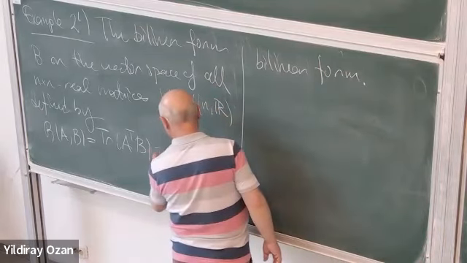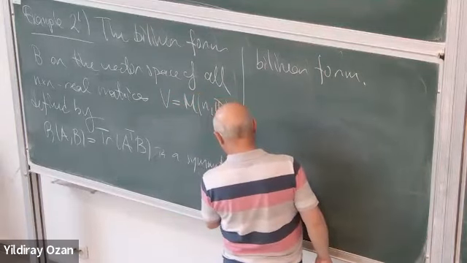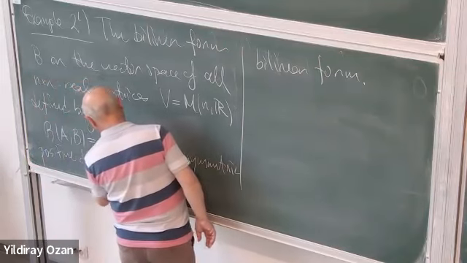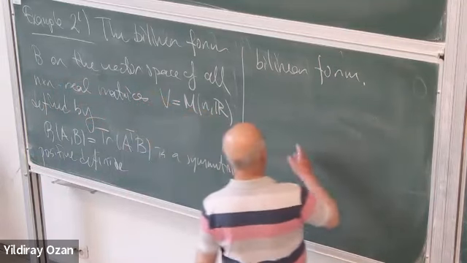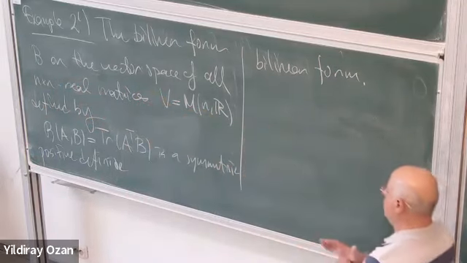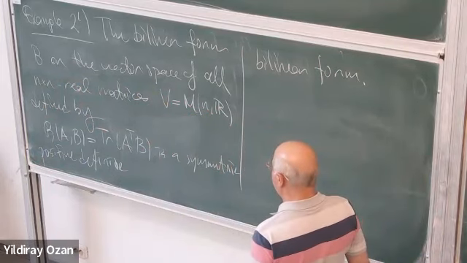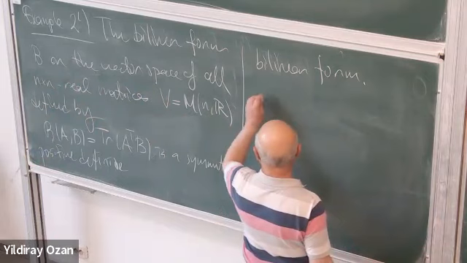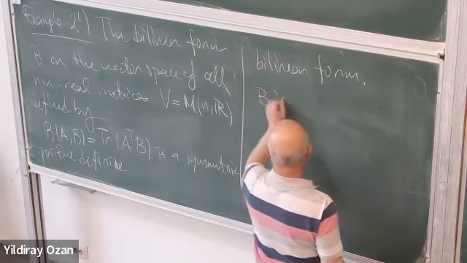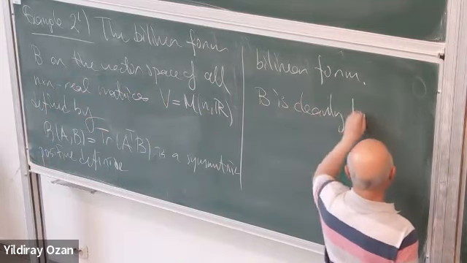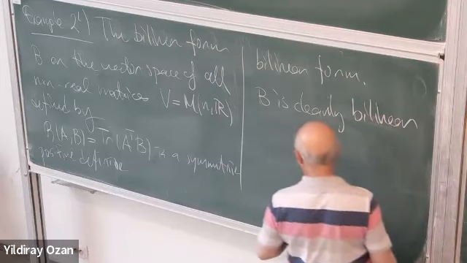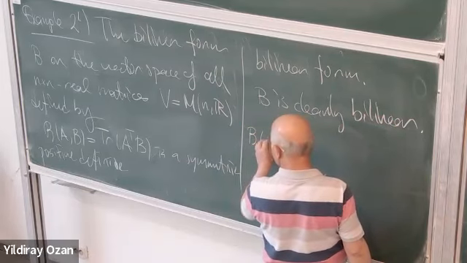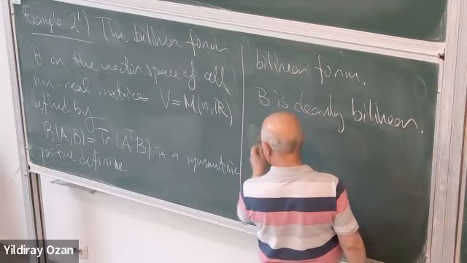What is the bilinear form? That is symmetric and positive, sorry, bilinear is clear. This is clearly bilinear. Symmetric form of the inner product D.